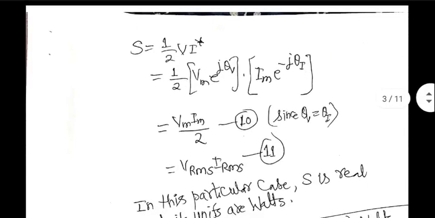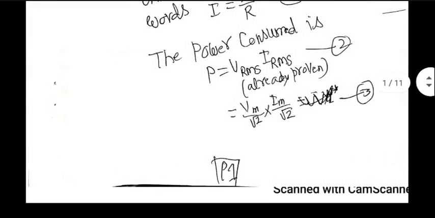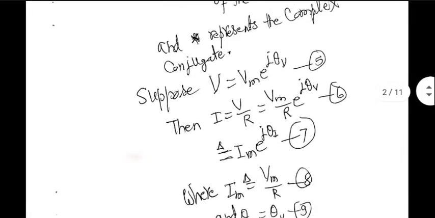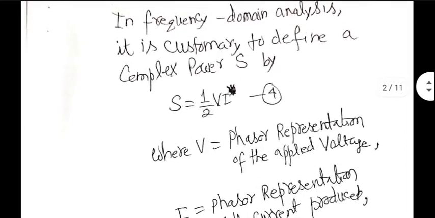And of course, because theta V in this case happens to be the same as theta I, you simply get Vm Im divided by 2 as the answer. And Vm divided by square root of 2 is Vrms, Im divided by square root of 2 is Irms. So complex power can be written as Vrms into Irms, which is actually the same as the average power in this case. So a purely resistive circuit actually has a simple answer. The complex power is also a purely real number.